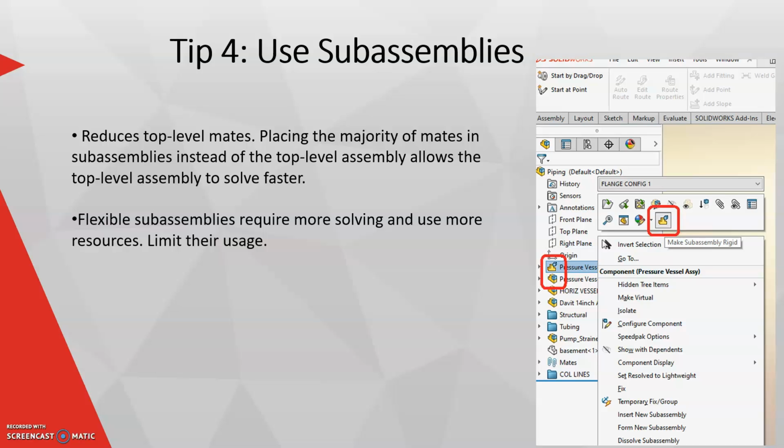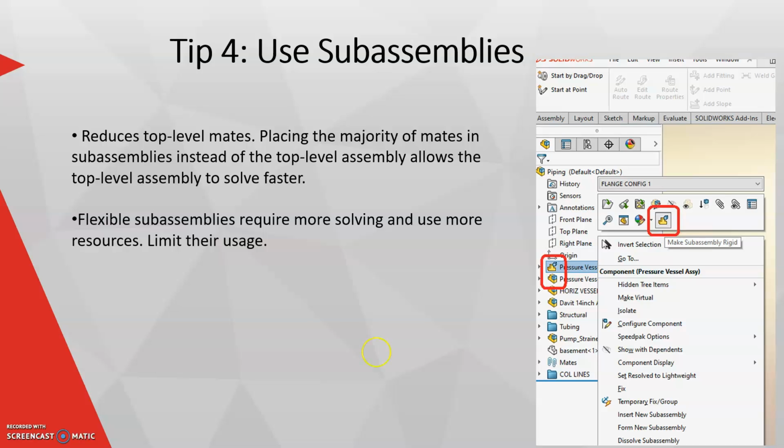Next, we're going to look at tip 4, so sub-assemblies. You're using sub-assemblies. What does it do? It reduces top-level mates. Placing the majority of mates in sub-assemblies instead of the top-level assembly allows the top-level assembly to solve faster. Why? Top-level mates, remember that graph, it's part of that opening process. If it's a sub-assembly, it automatically assumes it's rigid and doesn't redo those mates each and every single time.